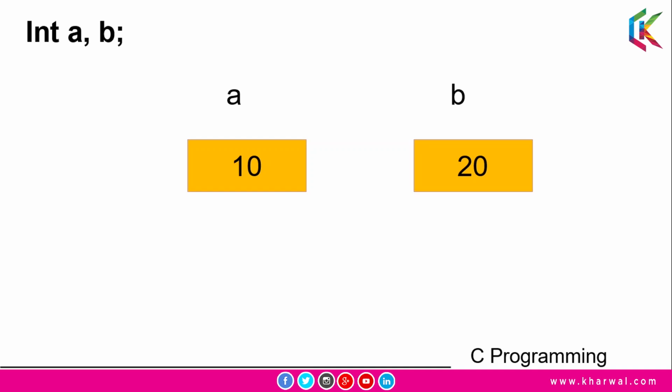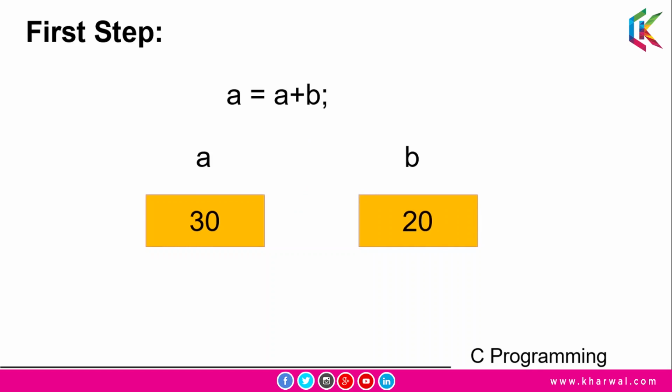And now guys, in the first step, we are executing this arithmetic instruction. So a equals to a plus b. So the value of a will be 30 and the value of b will be 20.